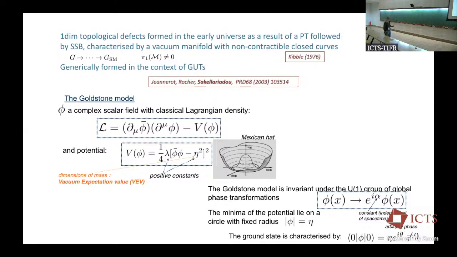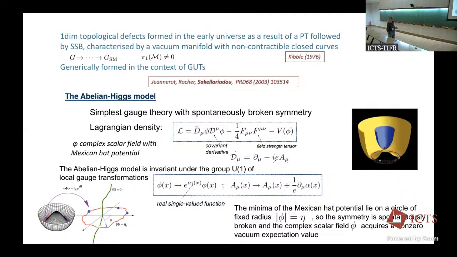So phi is a complex scalar field. V of phi is the Mexican hat potential, and what you find is that the minima of the potential lie along a circle for which only the radius is fixed and not the position, okay? And the position is where you see symmetry is broken. If your symmetry is a local gauge symmetry, so that's the Lagrangian, this is the covariant derivative, F mu nu is the field strength tensor, and again you have the Mexican hat potential, then again the minima of the potential lie on a circle where only the radius eta is fixed and the position theta is arbitrary, okay?